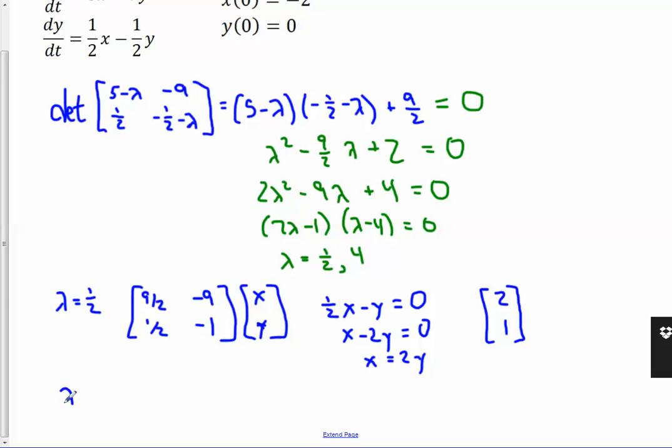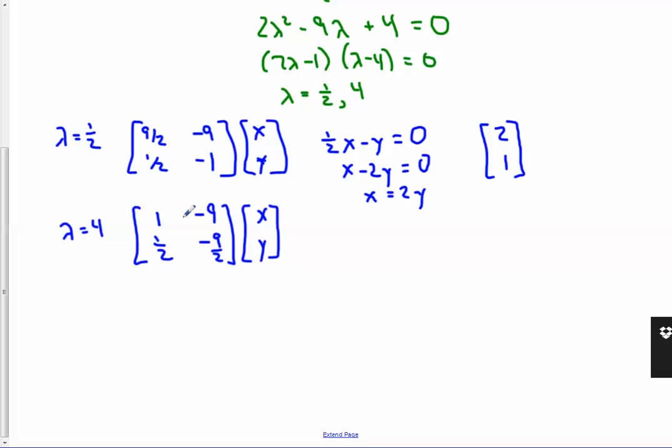All right, next I go to lambda equals 4. I put 4 in for lambda up here. That gives me 1, negative 9, 1/2, minus 9 halves. Okay, and again you see that the top row is 2 times the bottom row. I'll go with the top row because it doesn't have fractions. x minus 9y equals 0. So x has to be 9 times y. So 9 and 1.